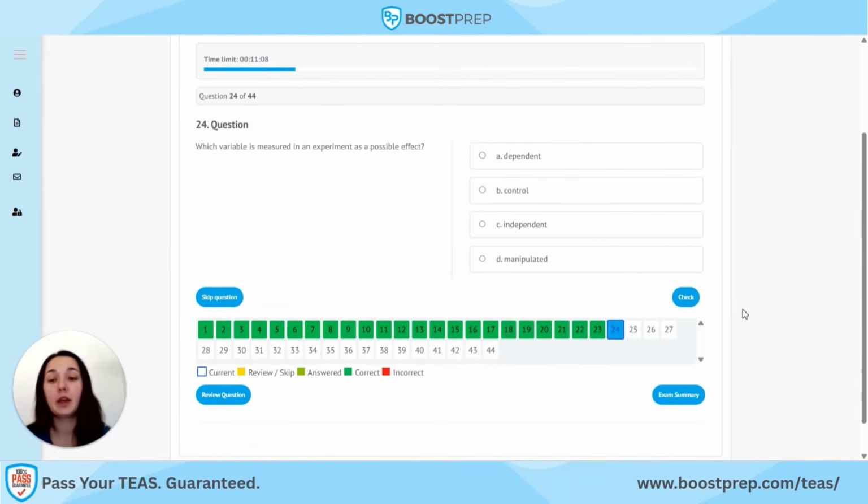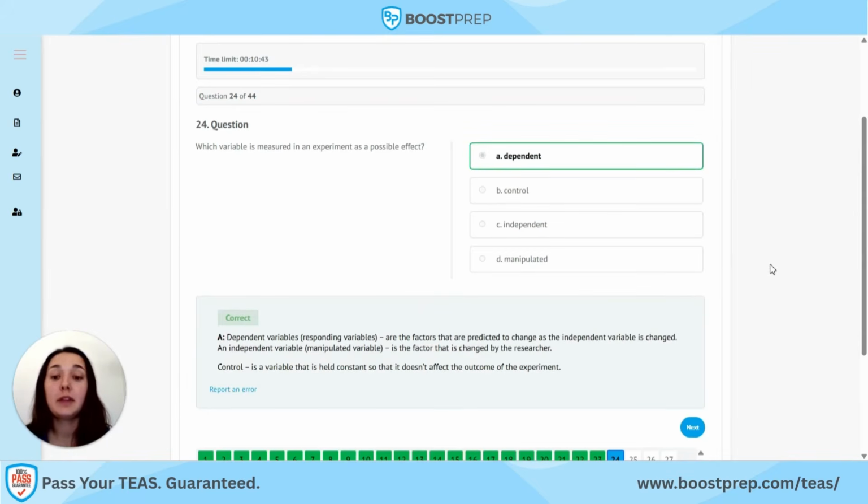Question 24. Which variable is measured in an experiment as a possible effect? A, dependent, B, control, C, independent, D, manipulated. The answer is A, dependent.